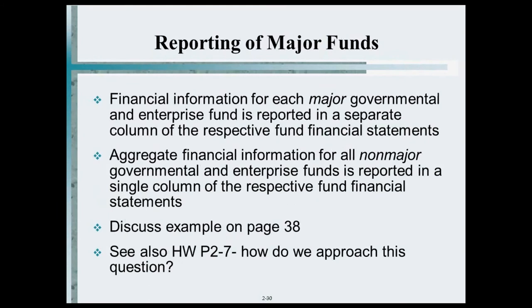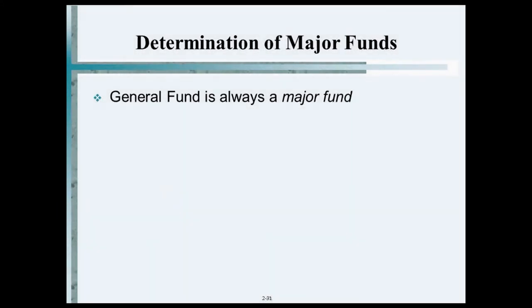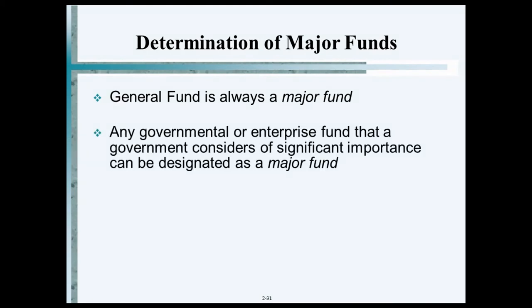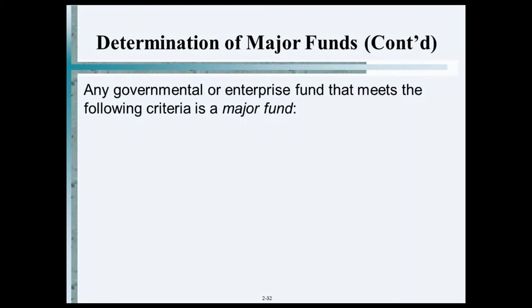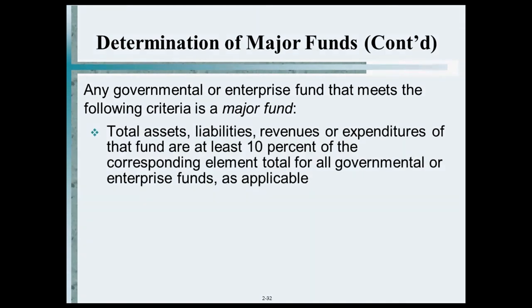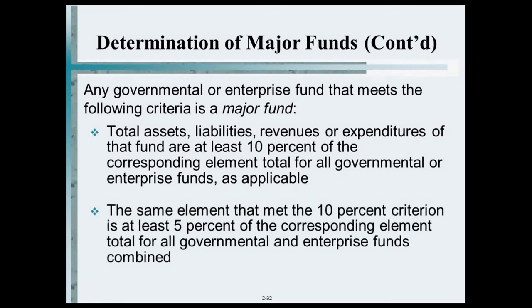Okay, so we talked about the major funds, right? We know what major and non-major funds are, right? And general fund is always a major fund. What's another name for a general fund? Some people call it current fund. If you see the word current, don't get confused. But you should remember this criteria for what comprises a major fund. Okay, so what comprises that you should know?